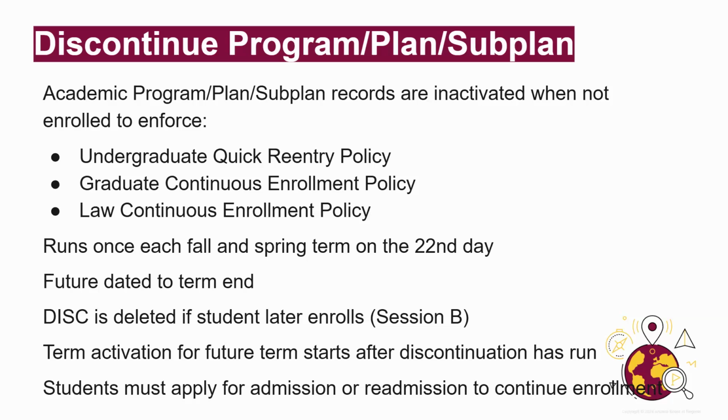So once we discontinue all of those students, which we do on the 22nd day, then we run term activation for the upcoming term. And we have to do it in that order so that we only are allowing the students to register for the upcoming term who meet the continuous enrollment requirements. And then if we discontinue them, they have to apply for admission again before they can register.